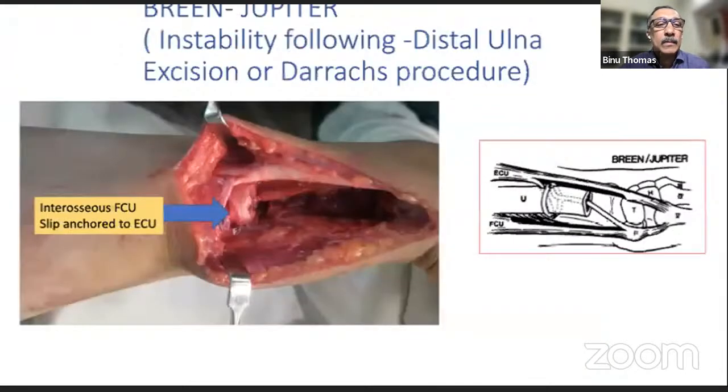So, examined. Okay. Another operation which is very commonly done, especially when you do a Darrach procedure where you excise the ulna, is a Green Jupiter, where you use FCU and ECU tendons to anchor the distal end of the ulna so that it becomes stable.